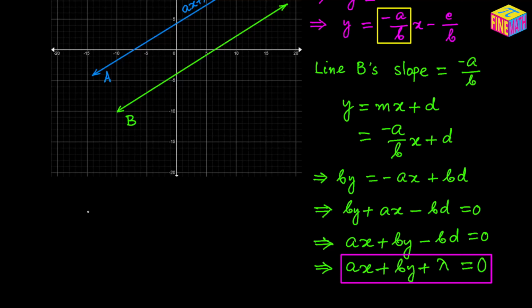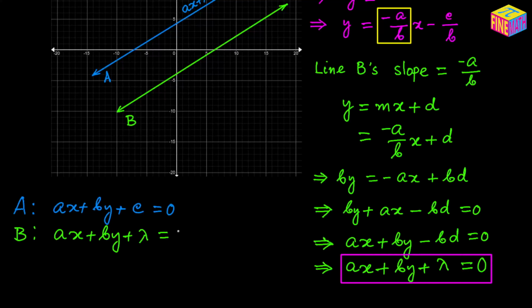Now what is A's equation then? Well, let me say A's equation is actually ax plus by plus c is equal to 0. And now we also found B's equation, which looks kind of like this. It is ax plus by plus lambda is equal to 0. Now if you take a closer look, you will see that the x and the y terms are actually the same. If you look at it right here, it is ax plus by. Here also it is ax plus by. It's only the constant term which is different.